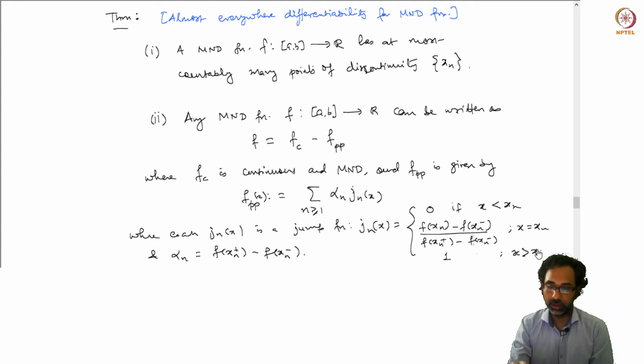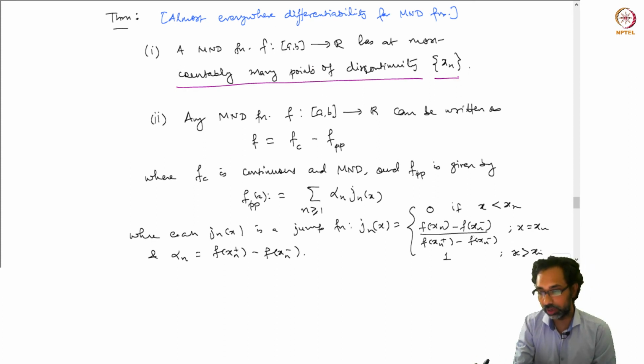Now finally, let me just state the theorem where we can drop the condition for continuity of the monotonically non-decreasing function, and this is a sort of a structure theorem for monotonically non-decreasing functions. The first one says that if you have a monotonically non-decreasing function f, then it has countably many points of discontinuity x_n. So it's a collection of countably many points in [a,b] where the function f might be possibly discontinuous.